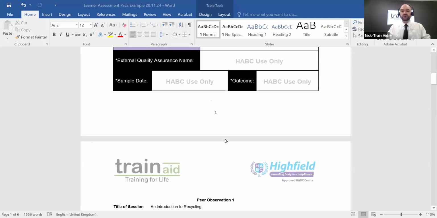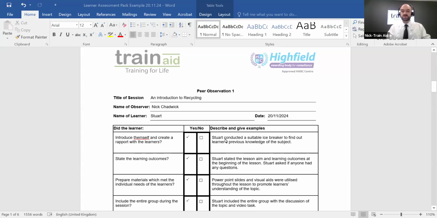Now, if we go on to the peer observation forms, there are 3 peer observation forms to complete. We're just going to have a look at the criteria, and we're just going to show you 3 examples, and this is hopefully going to be useful so it shows you the required level of detail.